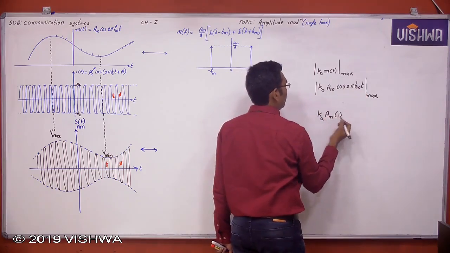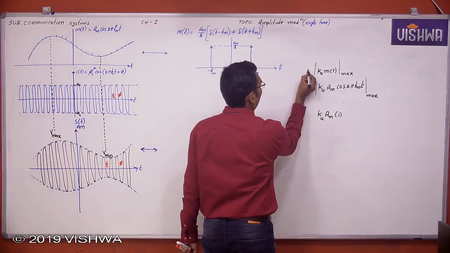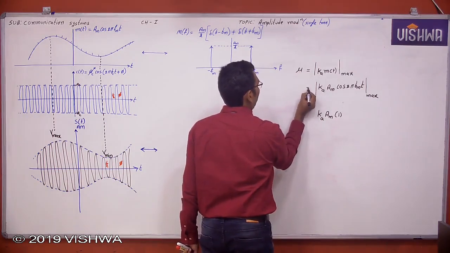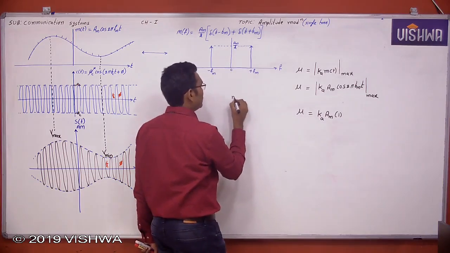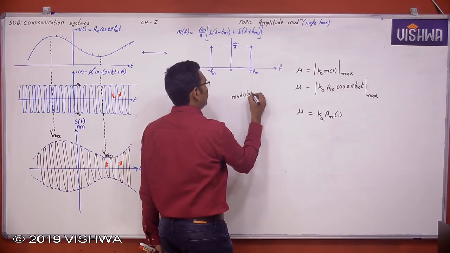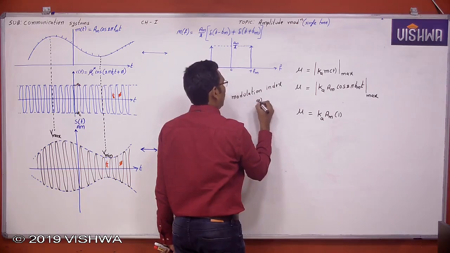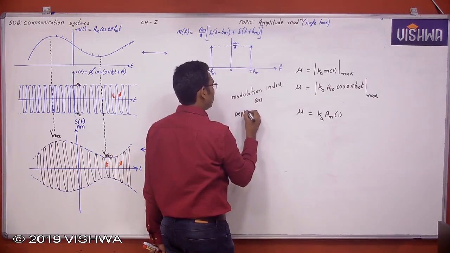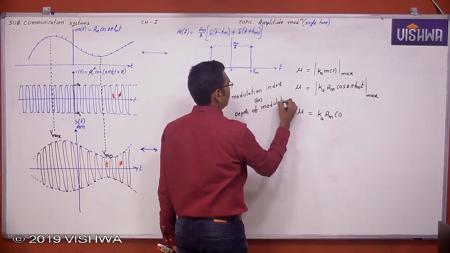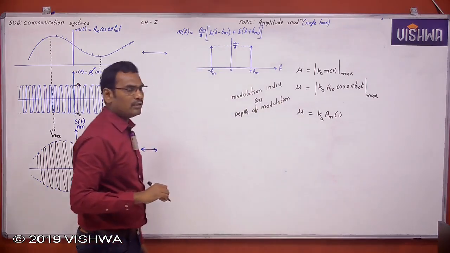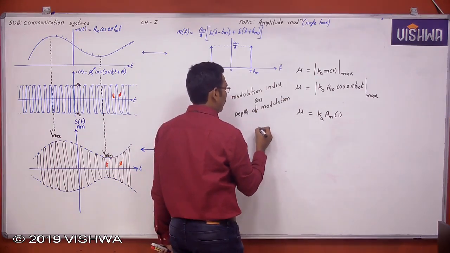This is 1. So the maximum value of Ka into m of t is called the modulation index mu. The maximum value of k into m of t is called the modulation index or depth of modulation, expressed in terms of percentage.